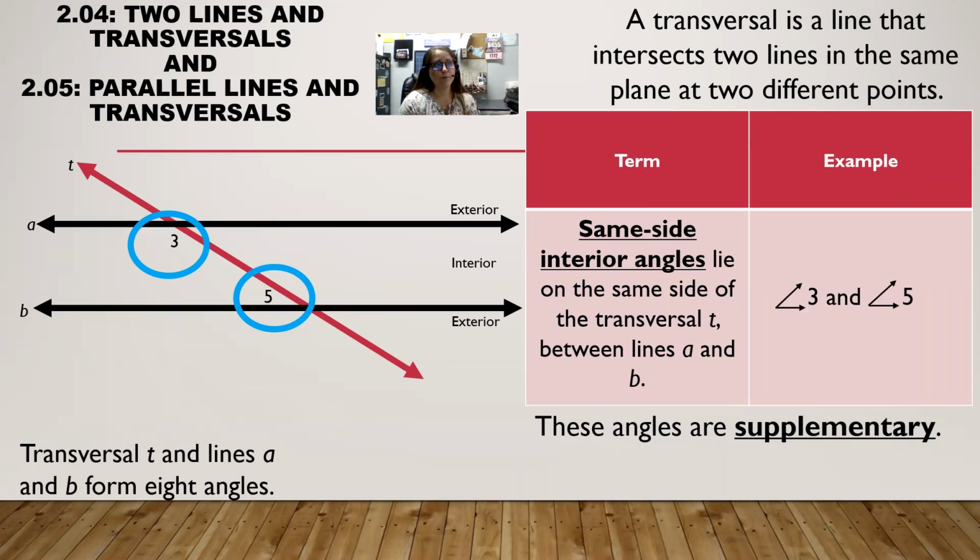So we know that supplementary angles are going to add up to equal 180 degrees. The sum of those angles will be 180. So if we knew that, let's say angle 5 was 60 degrees, we could take the difference from 180 and figure out that angle 3 is going to be 120 degrees. And then 120 plus 60 would give us supplementary angles of 180 degrees. Okay, so this is also an important note to remember. These angles will be supplementary.